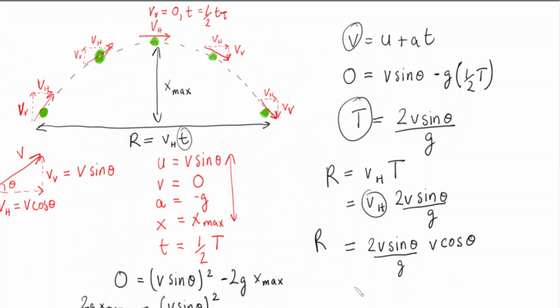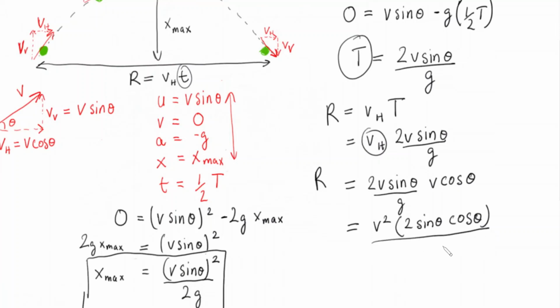And I can simplify this expression to say v squared times 2 sine theta times cos theta divided by the gravity, which is g. And this here is actually a trig identity, 2 sine theta cos theta, but we won't go into that. That's more of a mathematical thing. For now, all we need to know is that you can rewrite that as sine 2 theta divided by g.